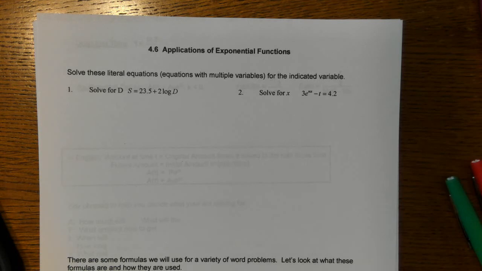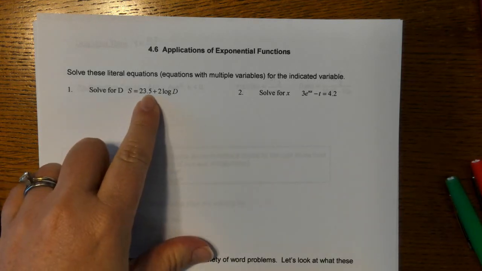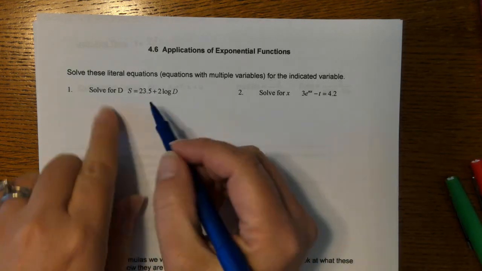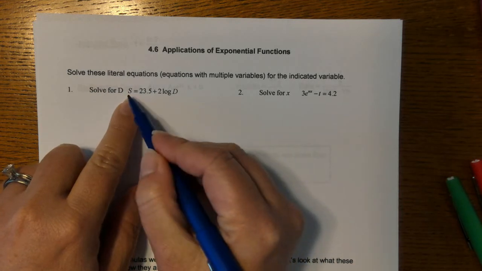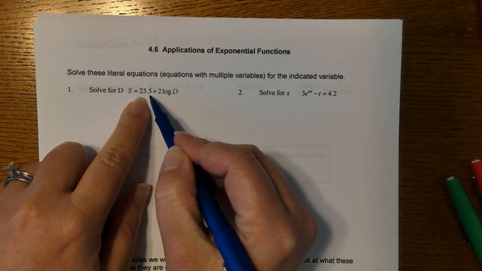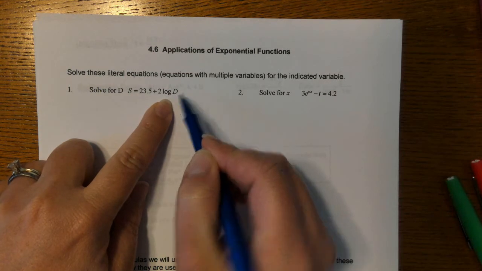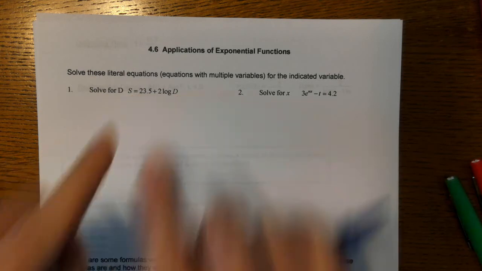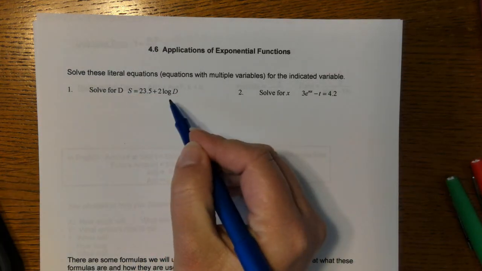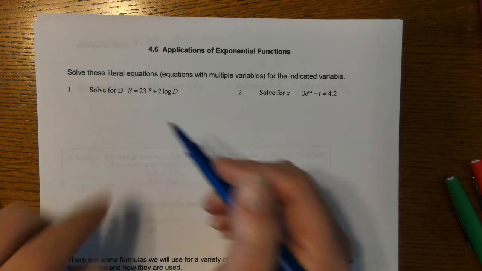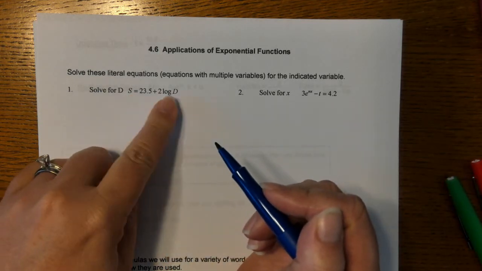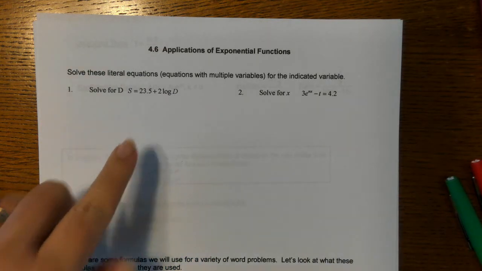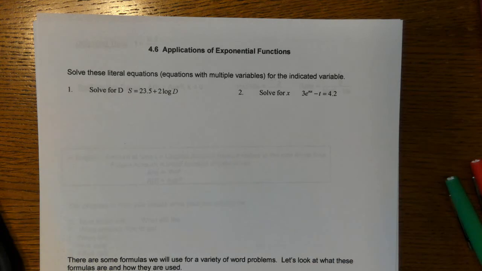Okay. All right, just as a reminder, one thing that may happen, these are called literal equations, and one thing that may happen, like in a formula, notice it says solve for D. So the formula says S equals 23.5 plus 2 log D. So this equation has two variables in it, S and D. Normally we can't solve equations for a single number if there's two different variables. So what they're asking us to do is rewrite it so that instead of having S by itself, we have D by itself. So our answer here is not going to be a plain number like 7. It's going to be D equals blah, blah, blah, and it's going to have an S in it.